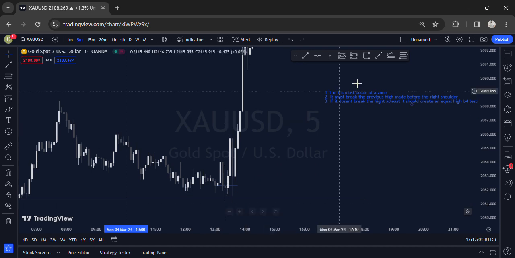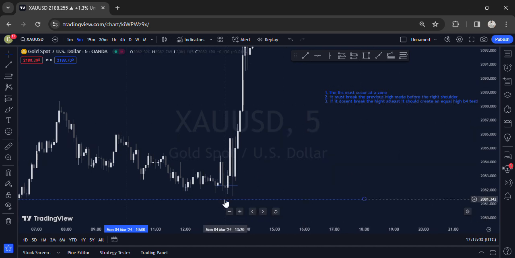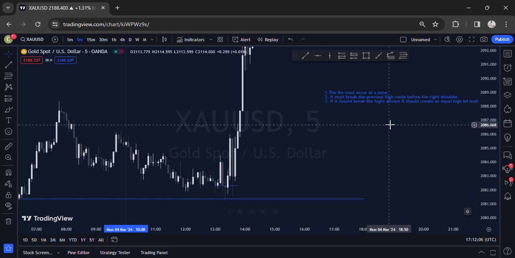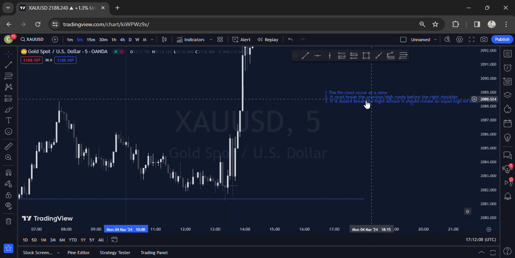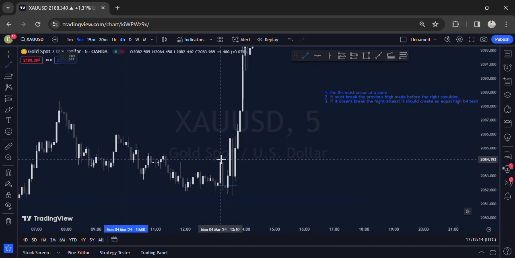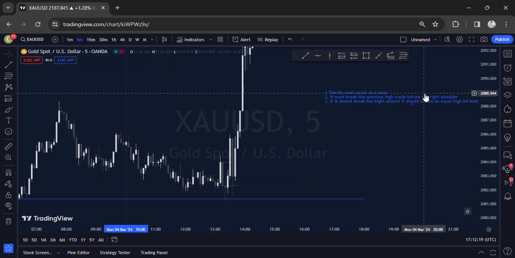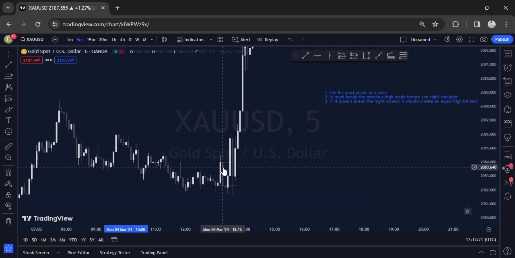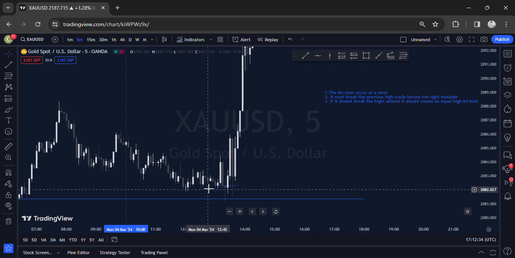Now, what do I mean by these are 3 rules? If you look at this left shoulder, it was a very perfect left shoulder. The market came down, gave us the left shoulder, and it touched our zone. It must occur at a zone. That's the first rule. The second rule, it must break the previous high made before the right shoulder. So this is the previous high made, and we broke it. The third rule, if it doesn't break, at least create an equal high. I will show you where that happened this week. So you create that equal high here.